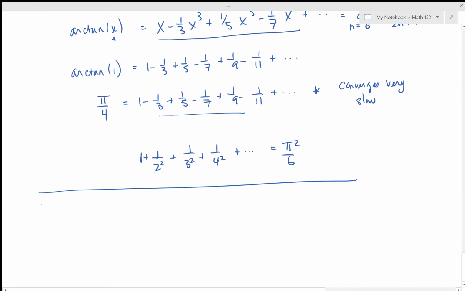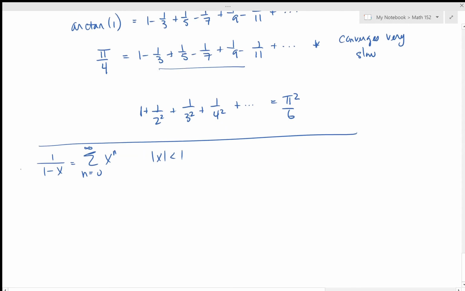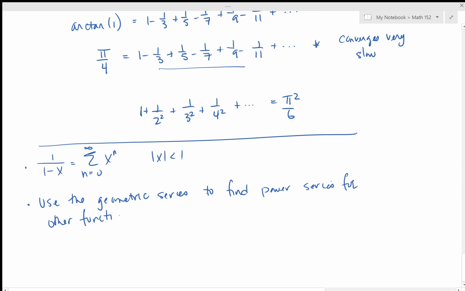Okay, so now what we've done is, I want to just go over the method here. So we have the geometric series, like that. We have the geometric series, and we understand this. And then what we have done here is we've used the geometric series to find power series for other functions. And we have basically 3 methods of doing that.